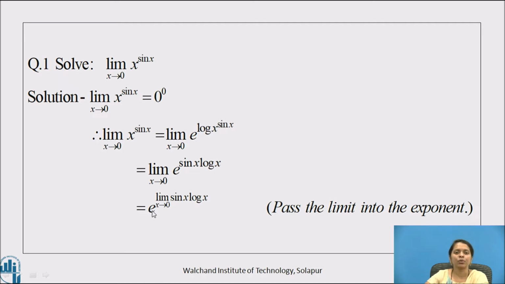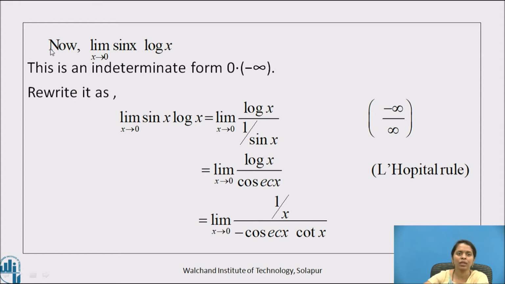That is equal to, we can interchange the limit and the exponential position. Just pass the limit into the exponent, it is permitted. So, e raised to limit x tends to 0 of sin x into log x. Now let us see this exponent limit separately: limit x tends to 0, sin x into log x. This is an indeterminate form, 0 into minus infinity. Put the value of x as 0: sin 0 is 0 and log 0 is minus infinity.